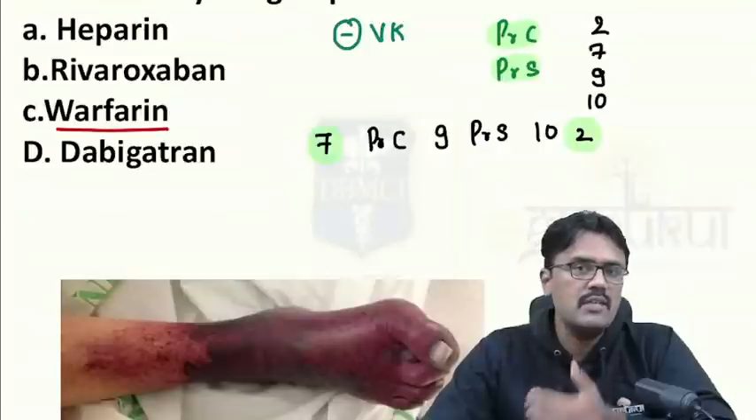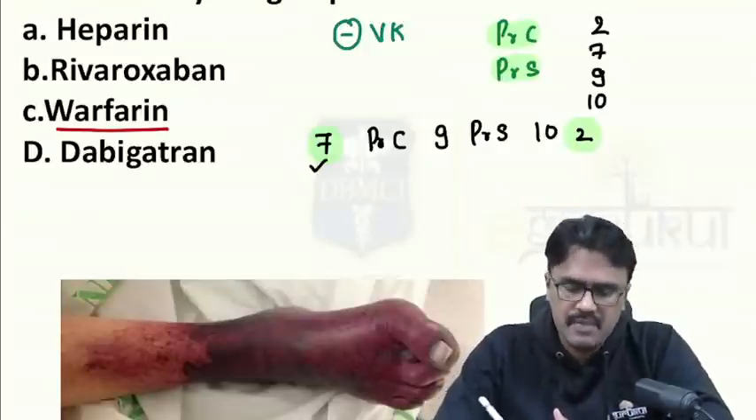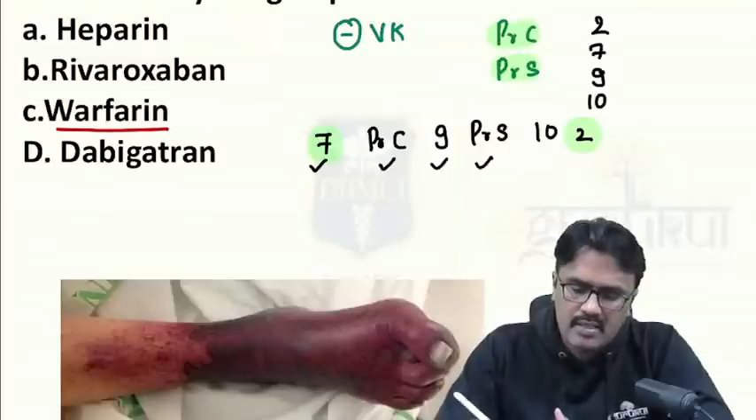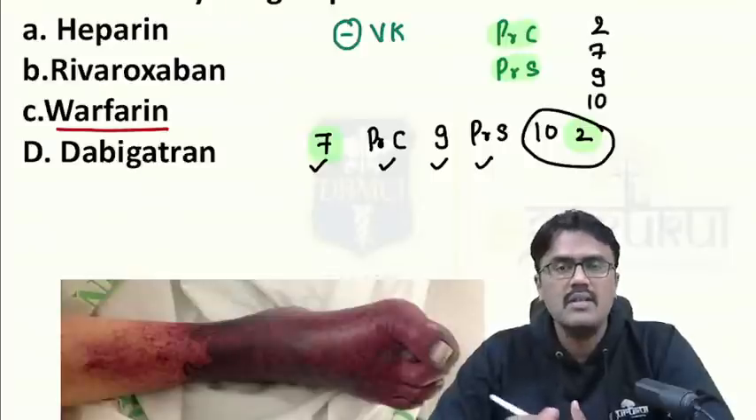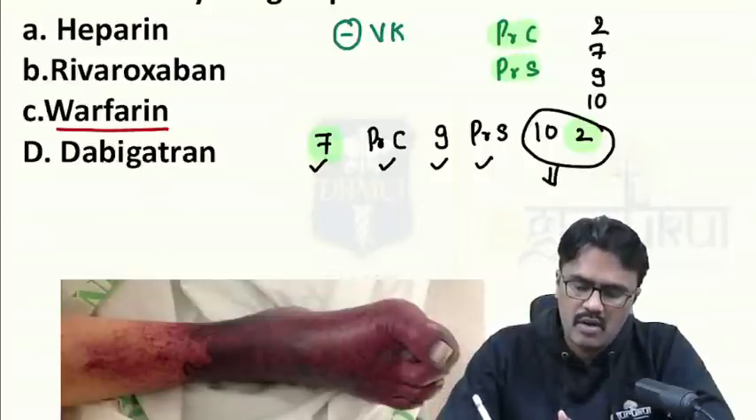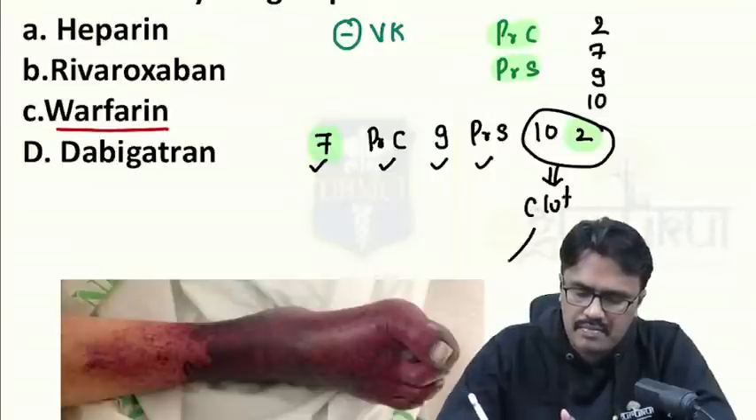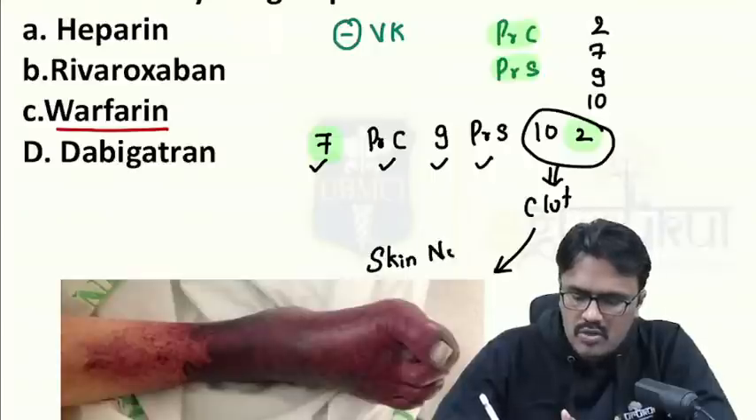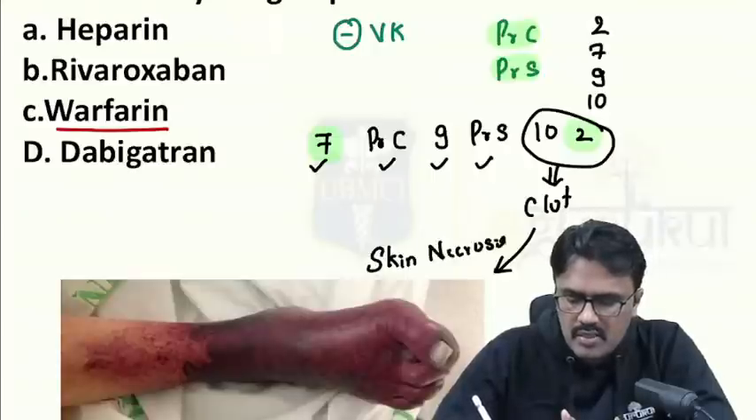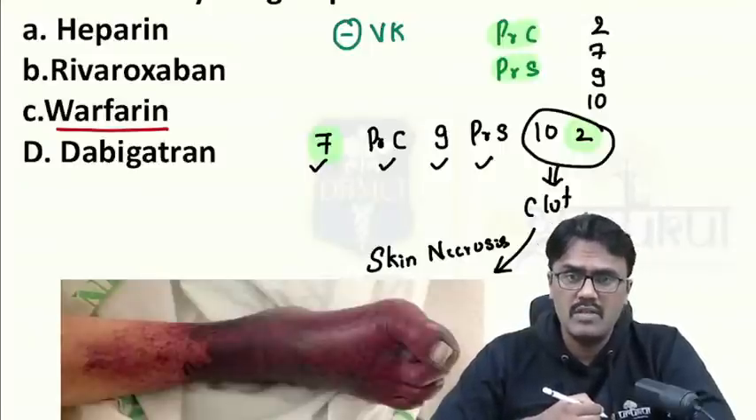So they will not disappear quickly. The first one to disappear is the active form of 7, then C, then 9 and S. So till then the dominant ones will be 10 and 2. That means the clot can form, and a patient may end up with necrosis of the skin. Now what should I do so that this complication doesn't occur? This is an immediate complication. Within 1 or 2 days it will start.